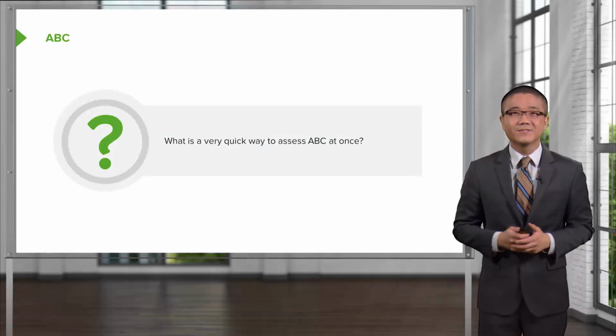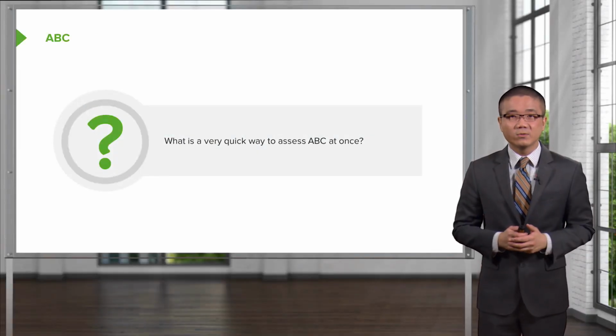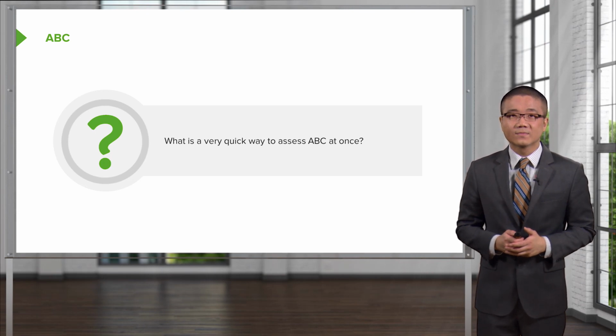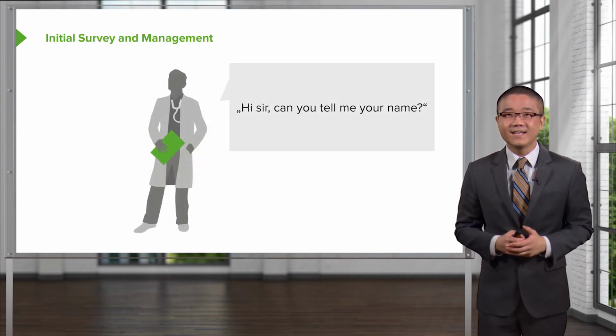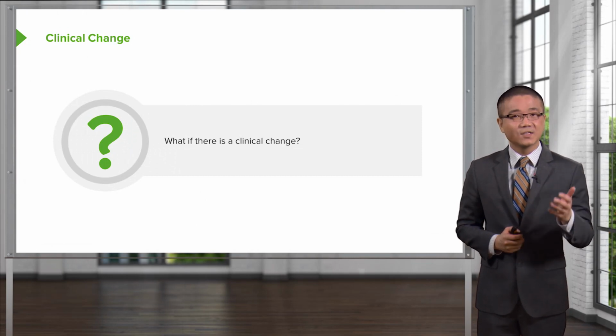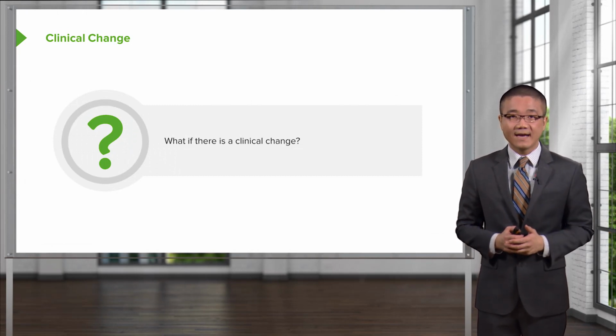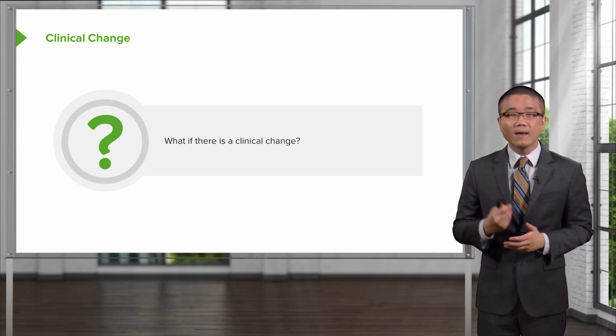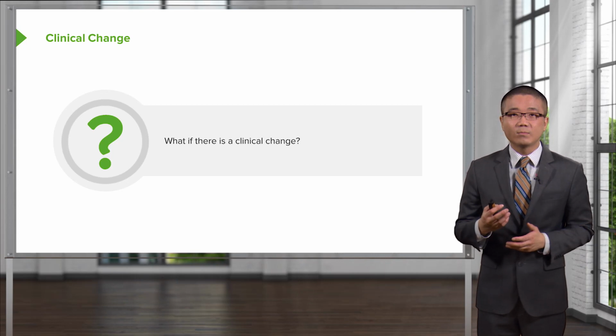Let me pose a question to you. What is a very quick way to assess A, B, C all at once? I'll give you a second to think about this. It's quite easy. All you have to say is, "Hi, sir, can you tell me your name?" And if the patient is able to tell you their name, it suggests, number one, that their mental status is intact; A, their airway conduit is intact; B, the air has to be moving through the conduit and past the vocal cords for them to answer; and C, they have enough of a perfusion to the brain to be able to answer your question.